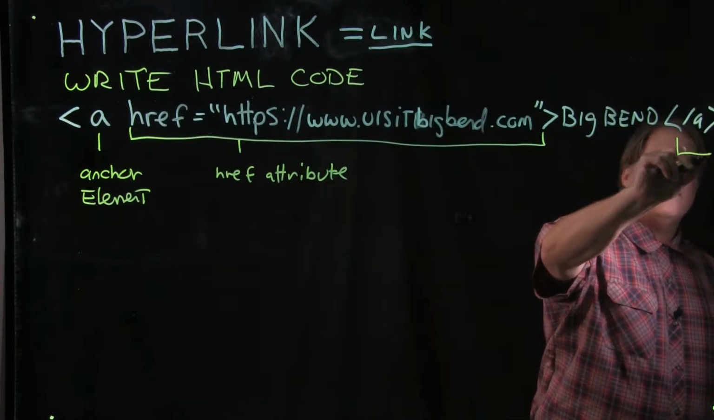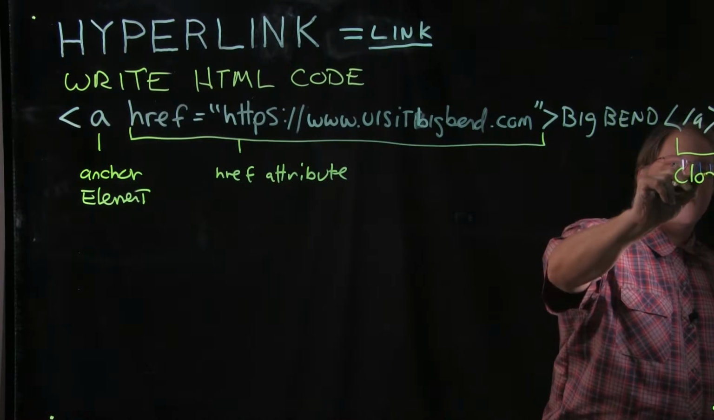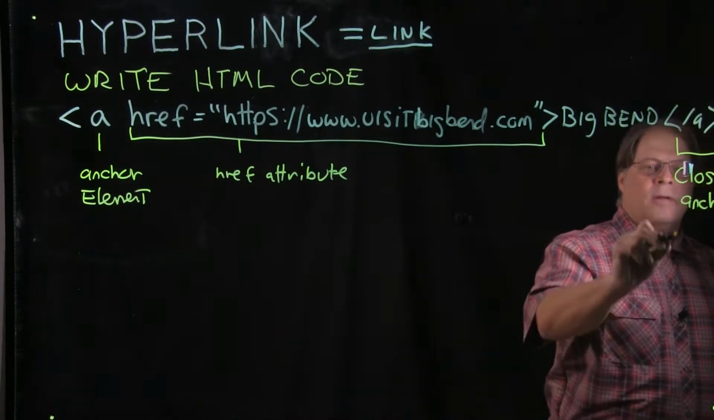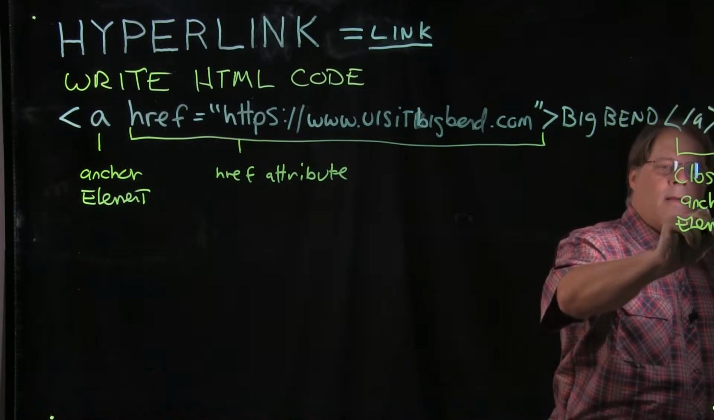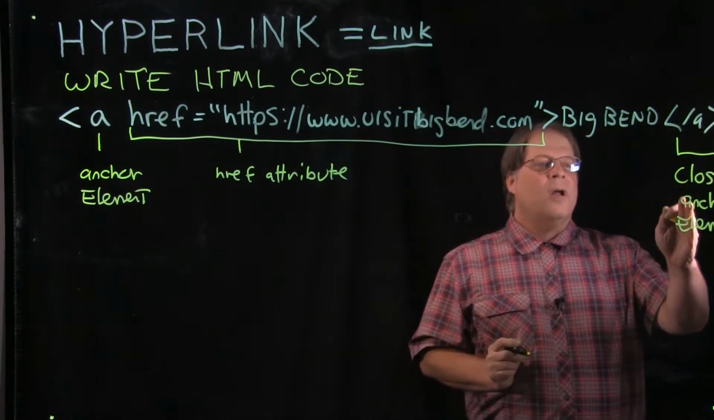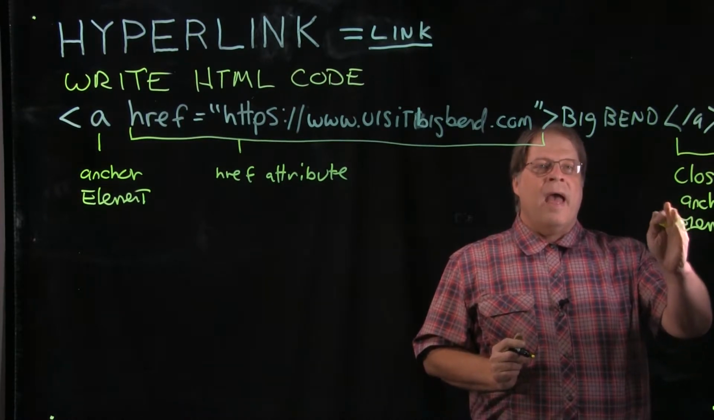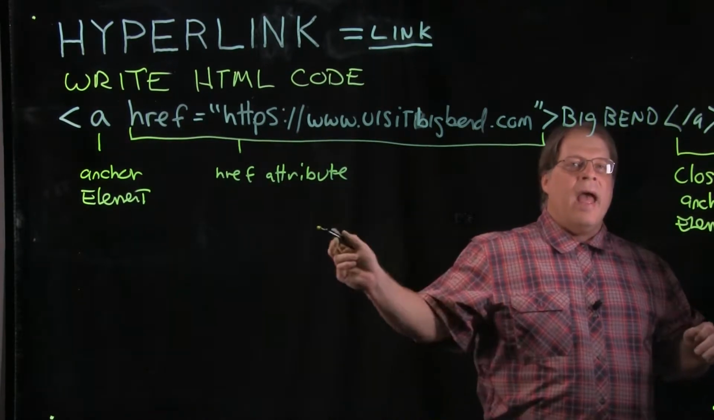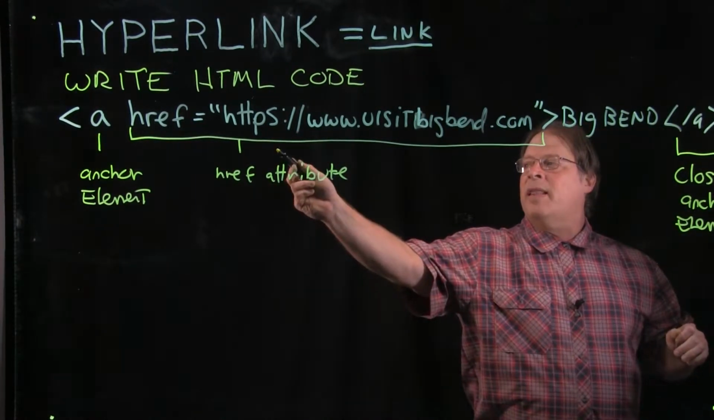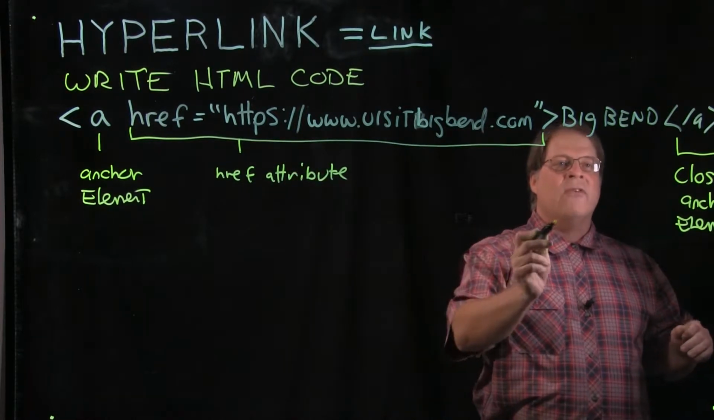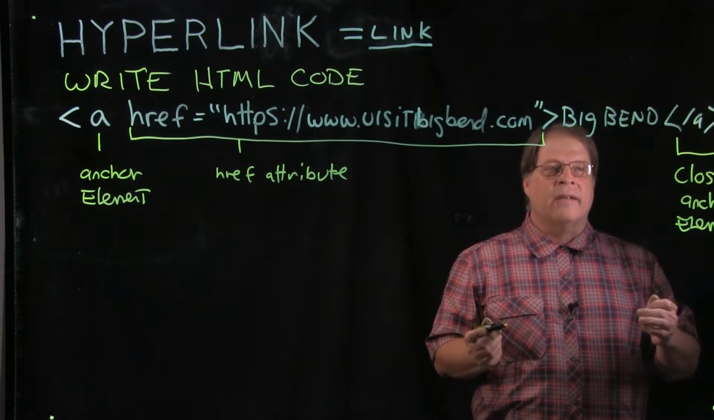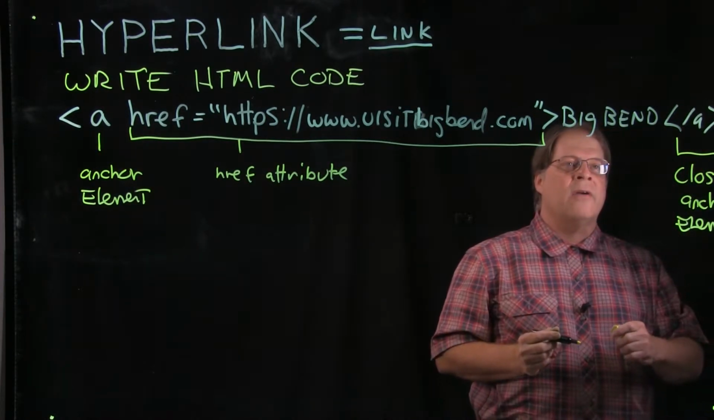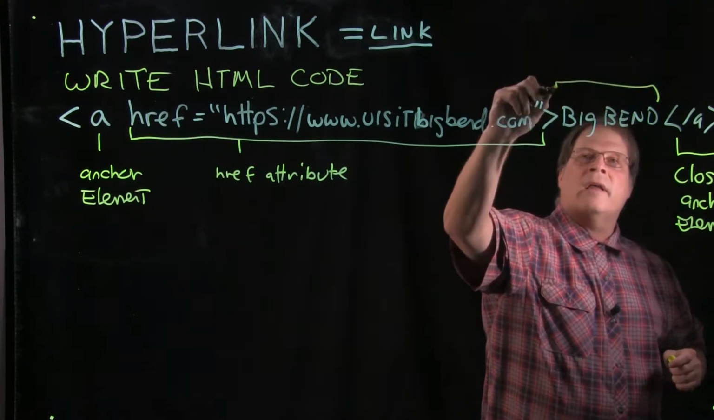Down at the very end is going to be your closing anchor element. It's really important that you put a closing anchor tag in after you put your link text in. If you don't put that closing anchor tag in, every piece of text after you open or begin that link with your href will be a live clickable piece of link text. So if you want to just click on one thing that says Big Bend, make sure you put your closing anchor tag in there. And this part is your link text.